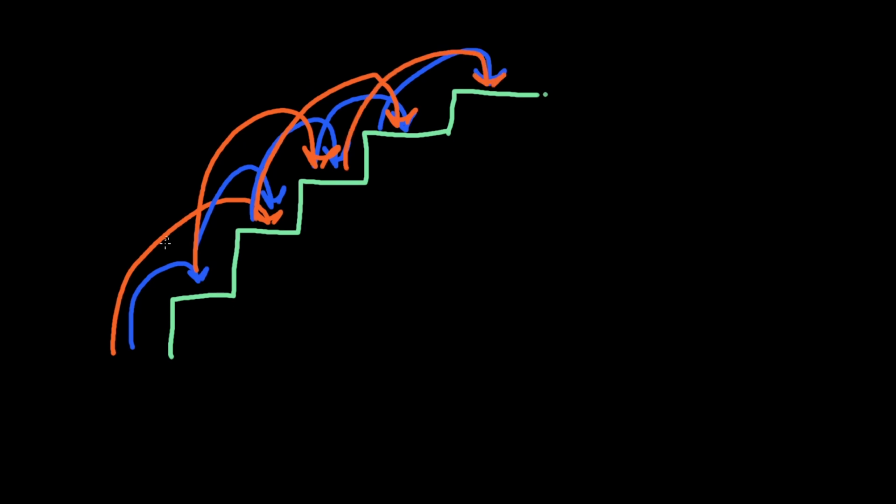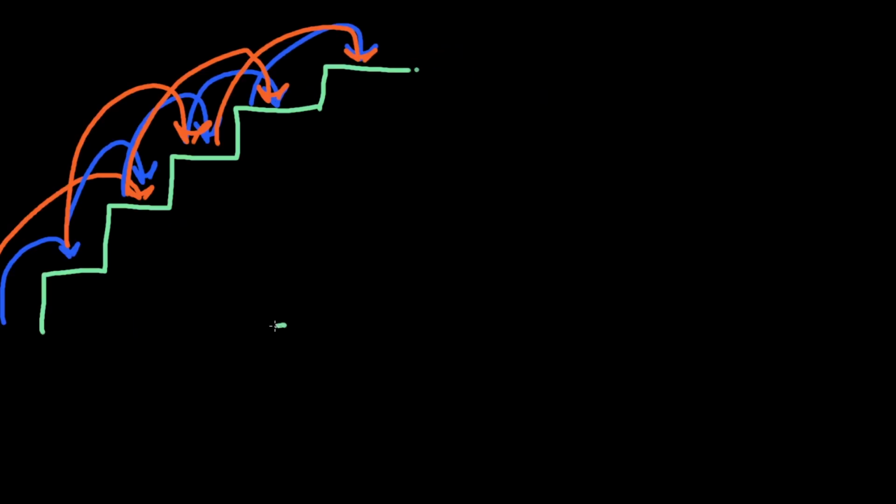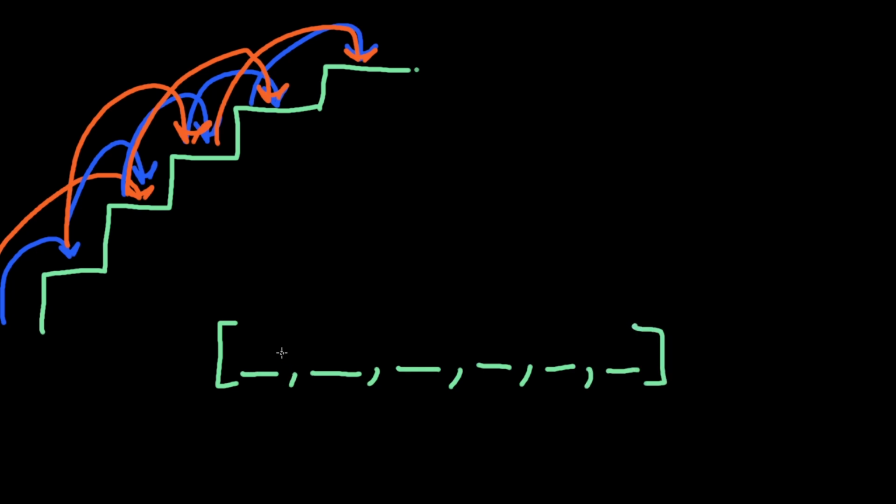Let's visualize this in a different way. Let's make this into an array. So let's do something like this. This is the ground floor. This is where we originally start from. This is our first step, second step, third step, fourth step, fifth step. And from the ground floor, there's no way for us to actually get here. So we're just going to say there's 0 ways to get to the ground floor.